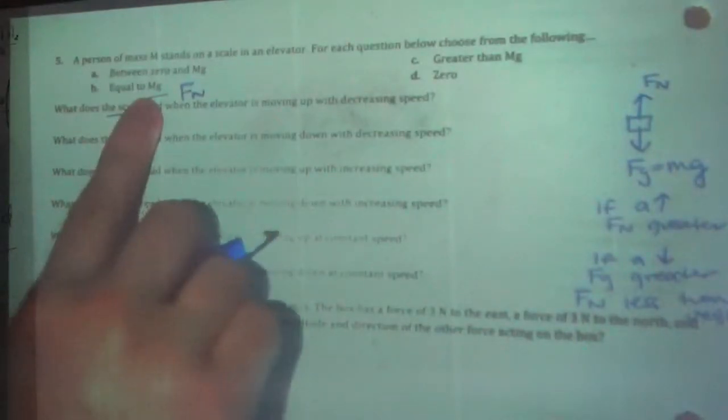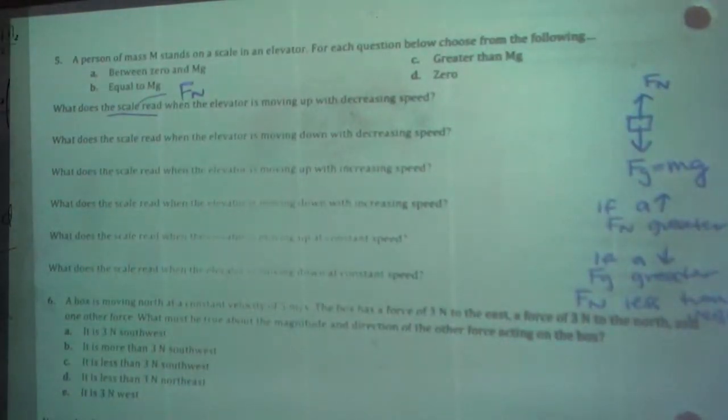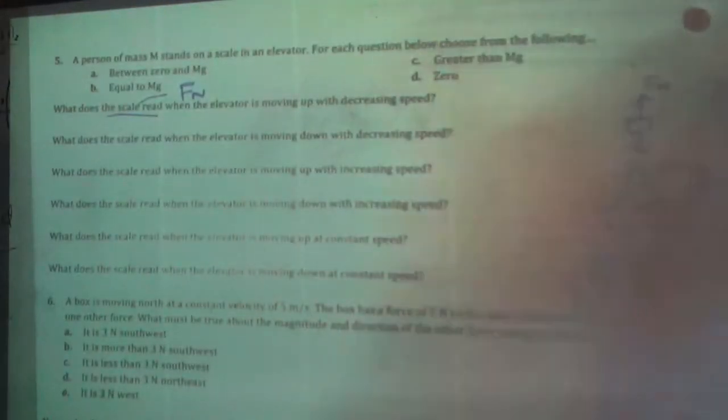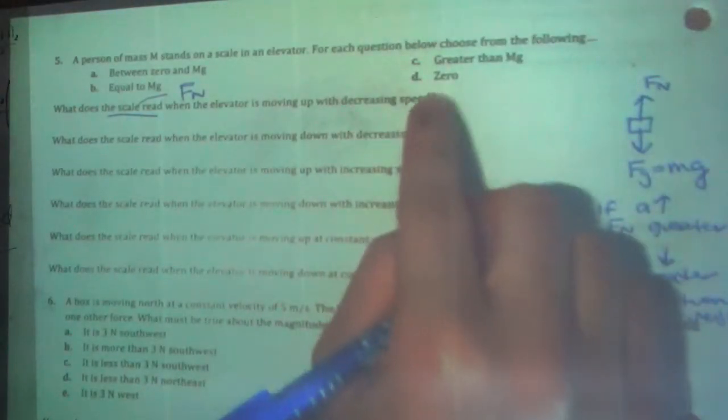Right? So then in each of these situations, we basically just need to figure out which way it's accelerating. Oh, by the way, it says, what does the scale read? The scale is going to read the normal force. So I'm figuring out basically if the normal force is more or less or equal to the weight in each of these situations. If the elevator is moving upwards with decreasing speed, so decreasing speed means it's getting slower.